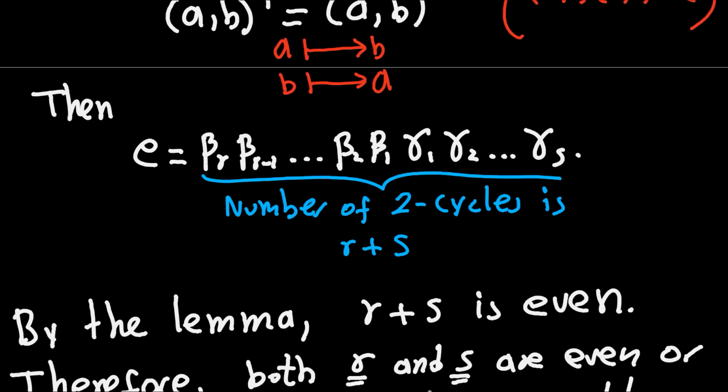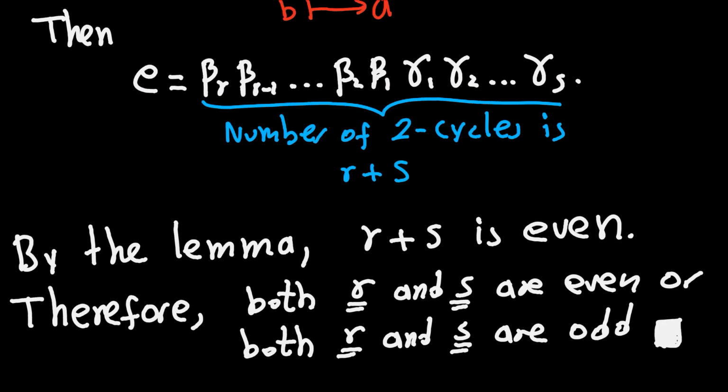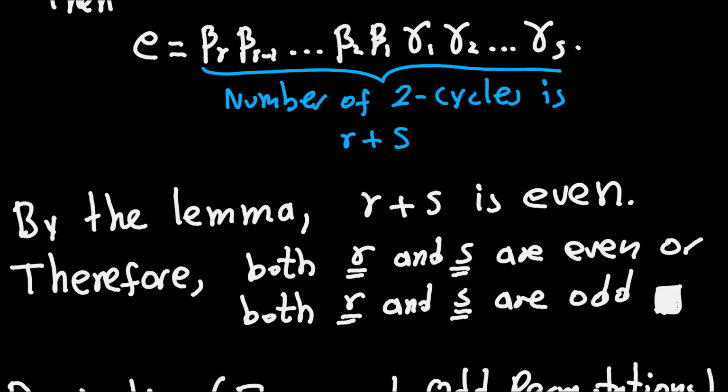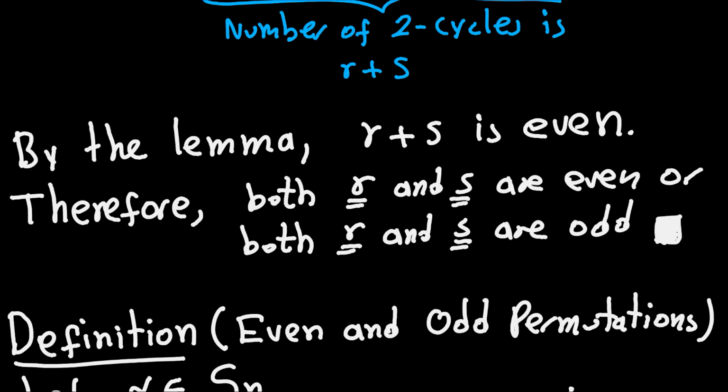Now remember, by the lemma, whenever you have the identity and it's expressed as a two-cycle decomposition, that number has to be even. So by the lemma, R plus S is even. Now, if R plus S is even, remember that these are integers. That only happens if both of them are even or both of them are odd.